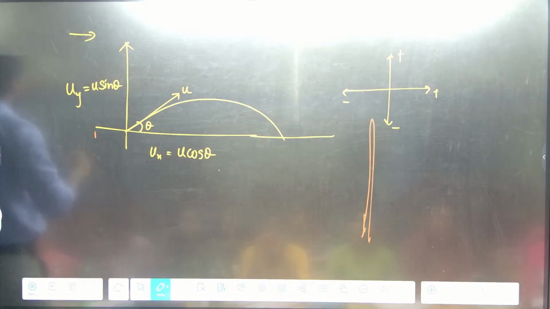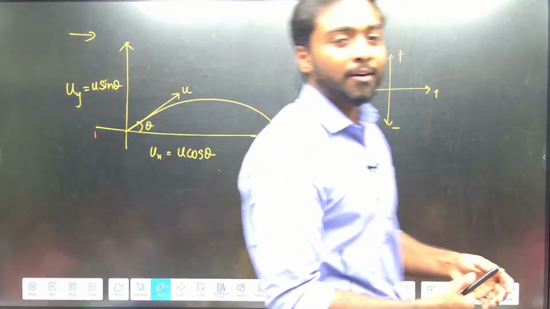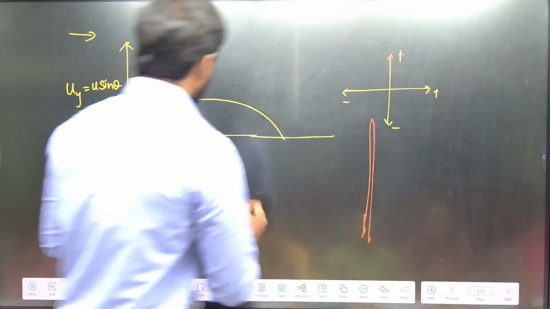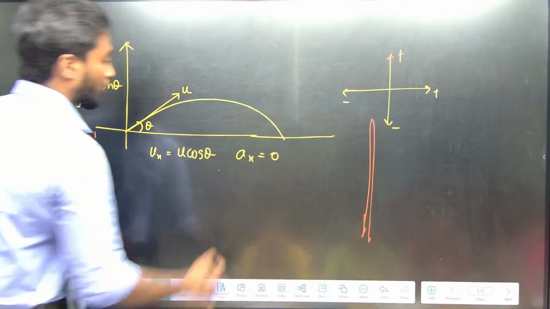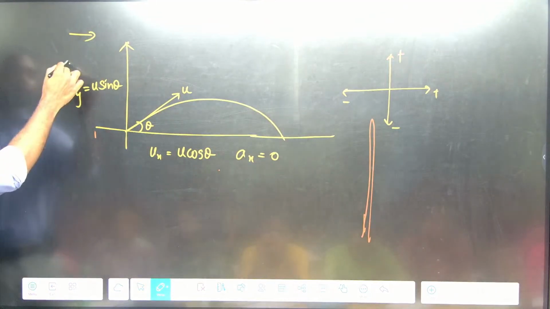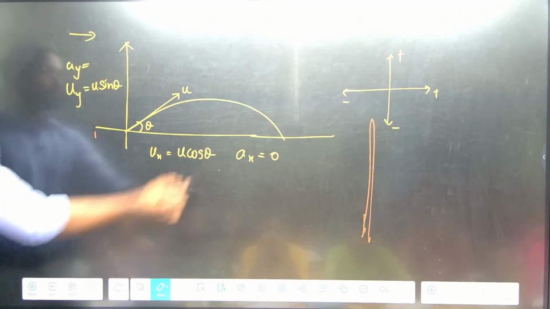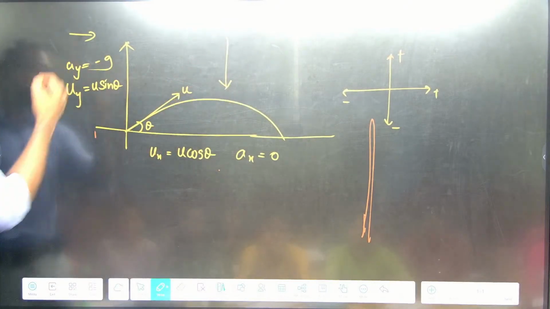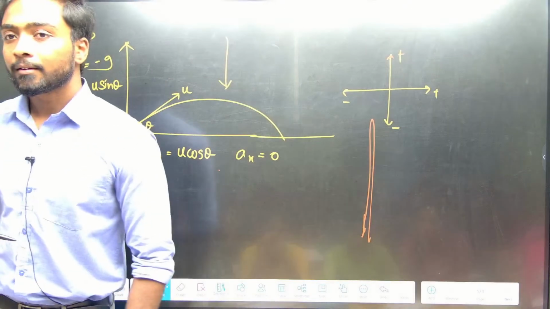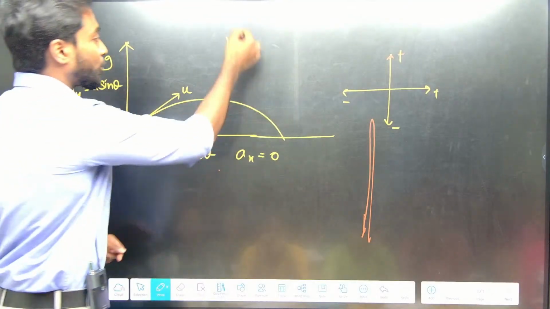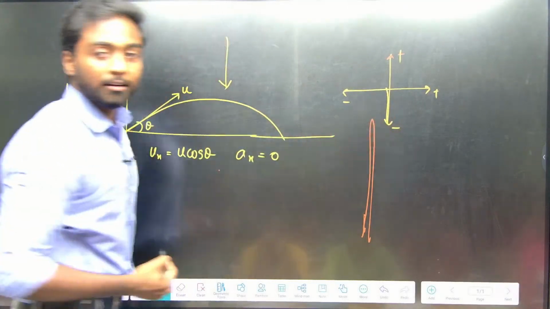Gravity is there in x axis. If I walk like this, is someone pushing me or what? No, right? So, ax will be equal to 0, but ay will be equal to minus g. G is acting towards down, no? What is the direction? Down.